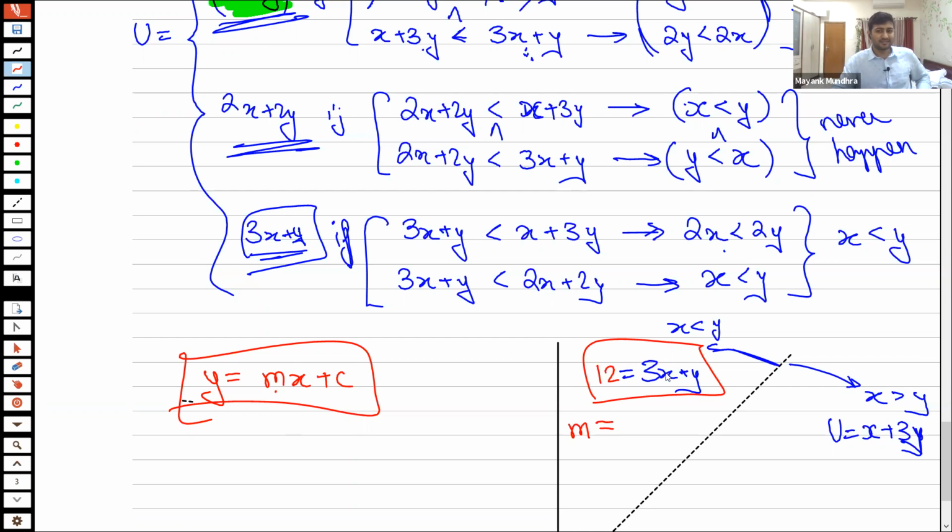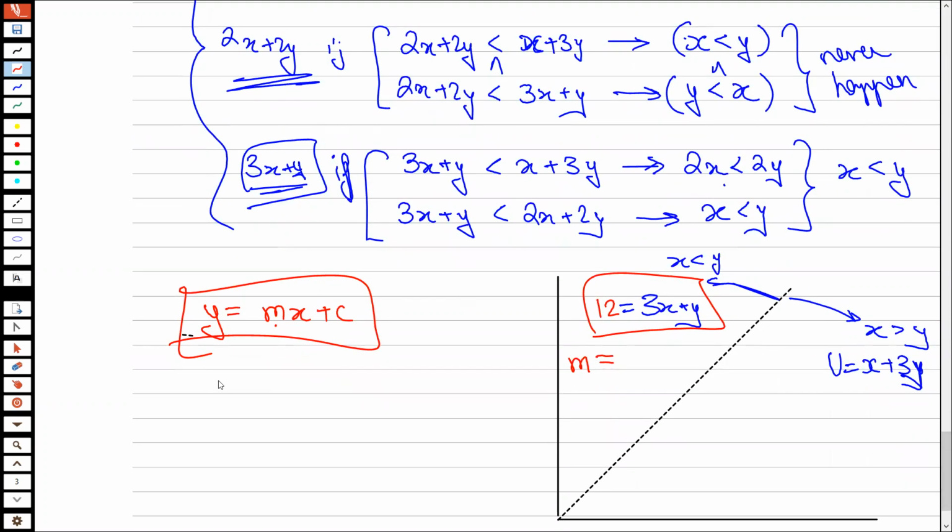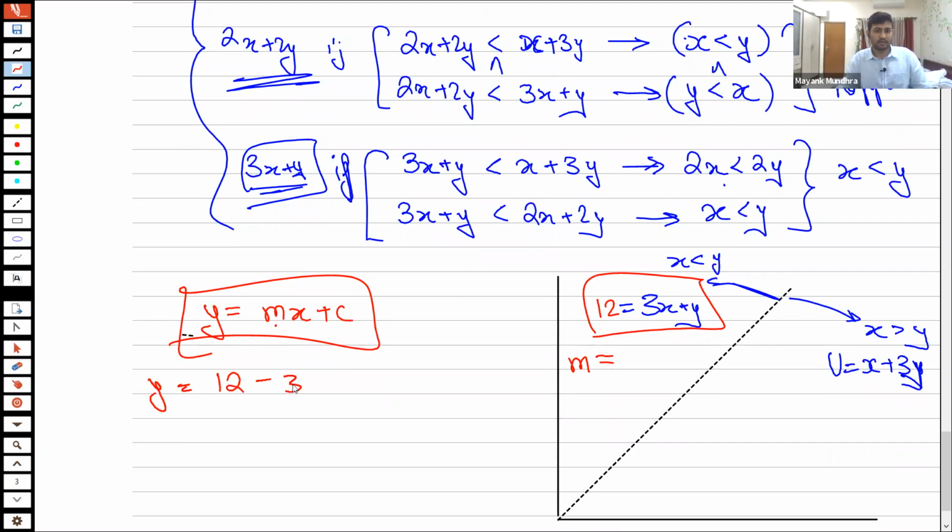If you write this in y equals mx plus c format, what would this equation become? If you take y on one side and everything else on the other side, what would this equation look like? Y equals 12 minus 3x. So what is m now? Oh, sorry. Okay, sir, minus 3. Minus 3. Yeah, 3 and minus 3 are not the same. It's high time you guys realize this. 3 and minus 3 are not the same.